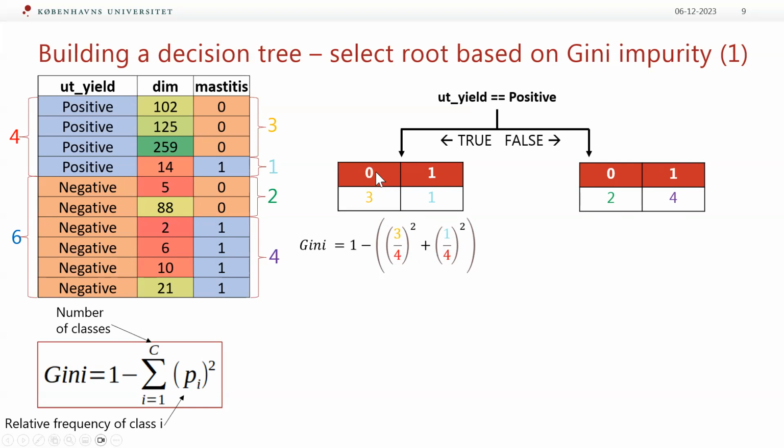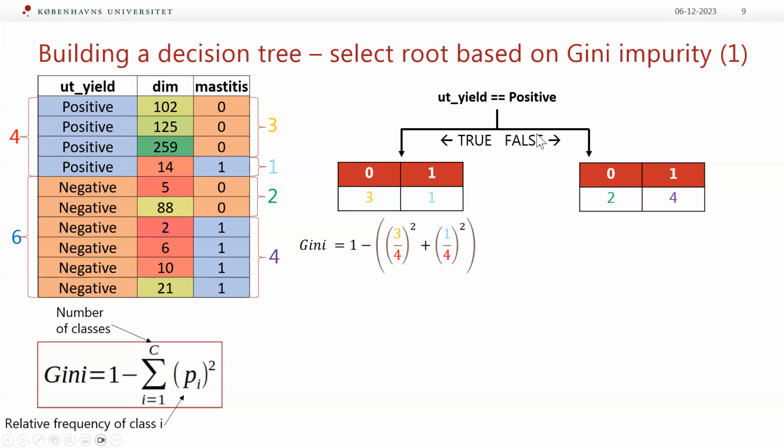So the 0 class here in this node had 3 cases. We draw the 0 class 3 times out of the total of 4 observations that are in this node. So the relative frequency of the 0 class is 3 out of 4, and we square that. We see only 1 instance of the 1 class. So here the relative frequency is 1 out of 4, and again we square that.